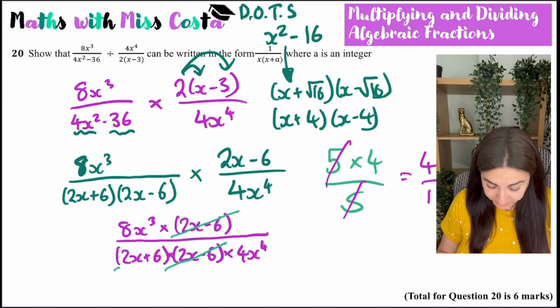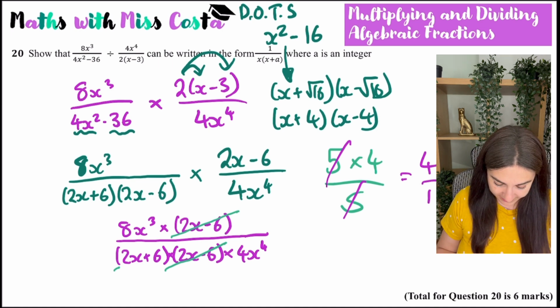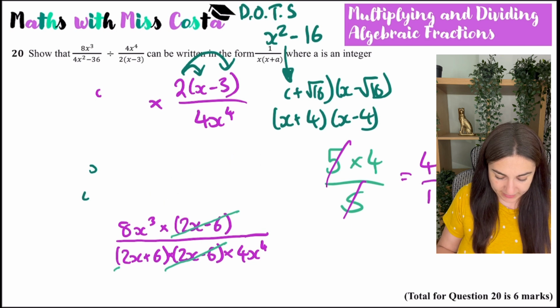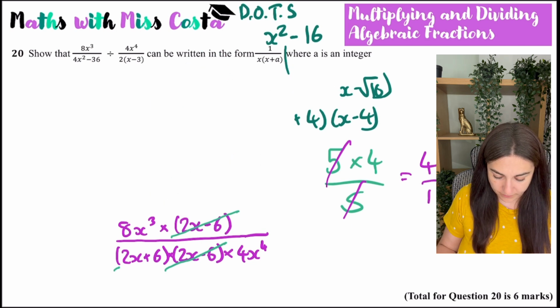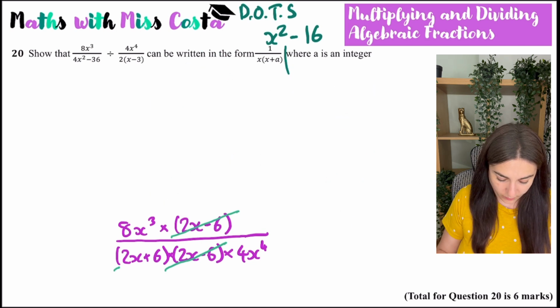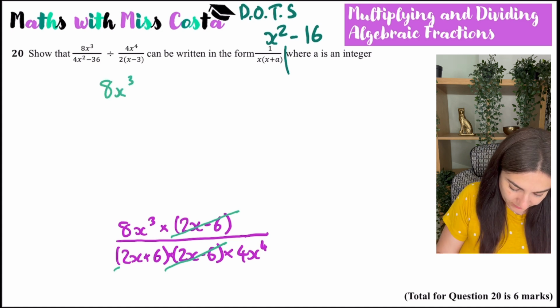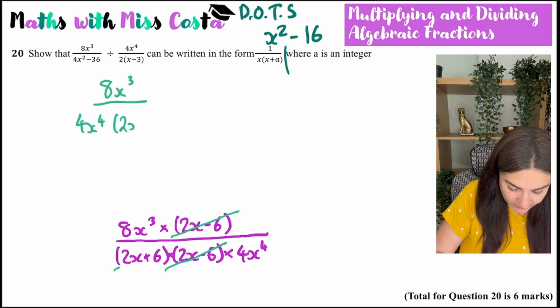So I've then simplified this, and let's rewrite it over here. Once I've cancelled that out, I end up with 8x cubed as my numerator, and then 4x to the power 4 times by 2x plus 6.